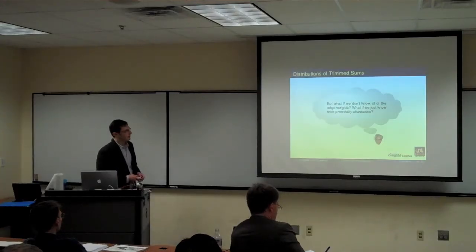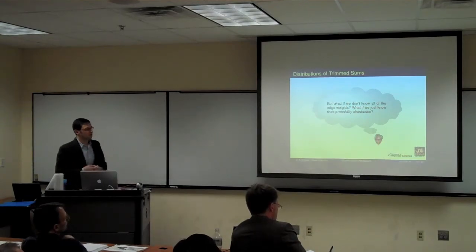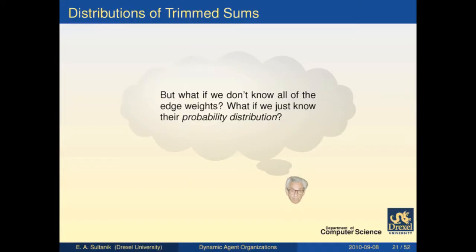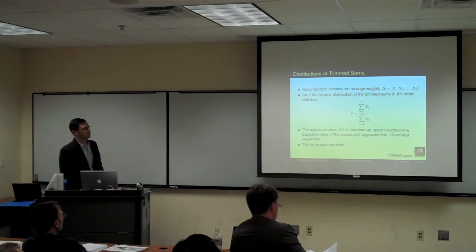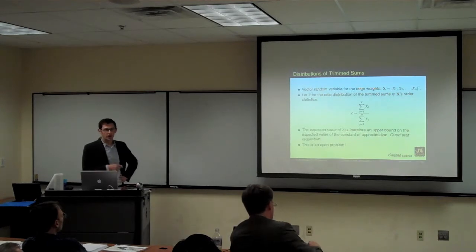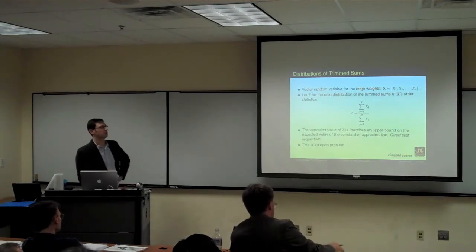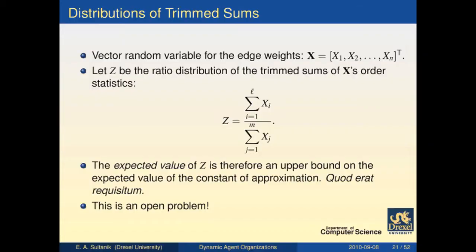But a reasonable observation to make is that we don't always know all of the finite edge weights for a given search space. We may not even know all of the edges. But what we may know is a probability distribution over the edge weights. So taking that ratio of finite edges and then converting it to probability distributions results in what's called a ratio distribution over the sum of the truncated order statistics of the distribution of edge weights.